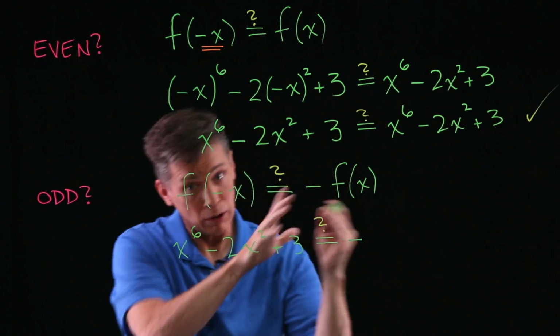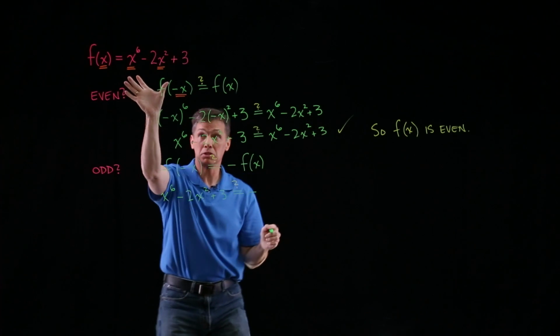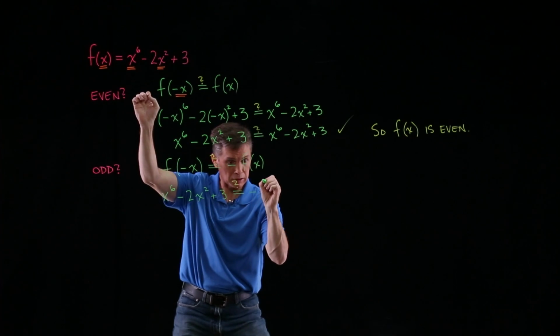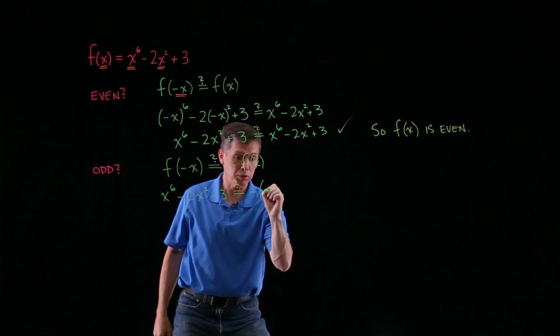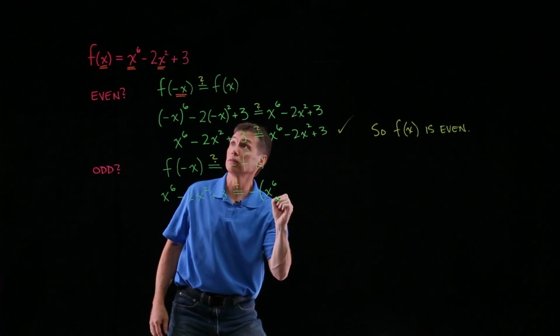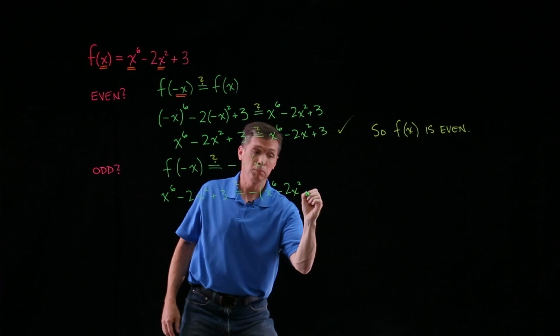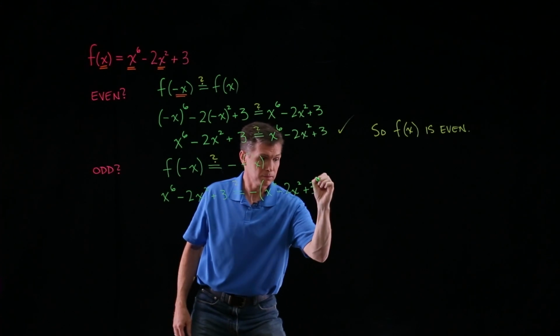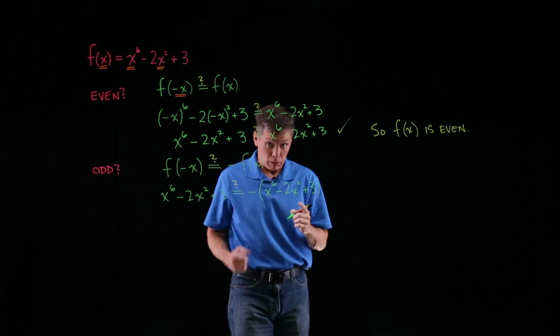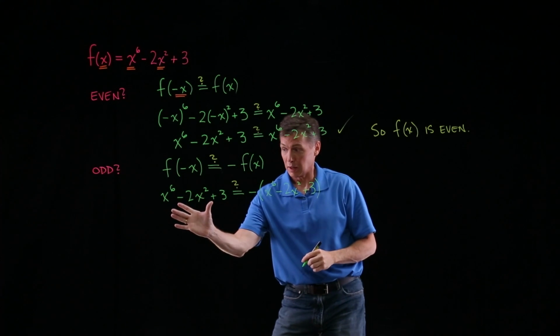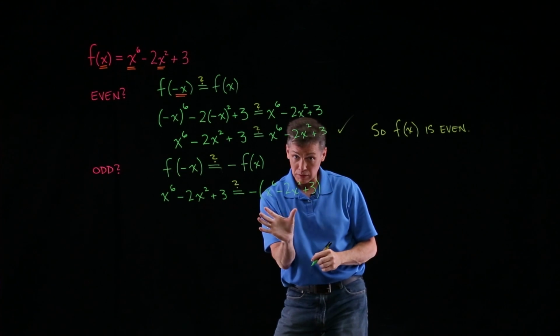is a negative sign outside of the original function. So here's your original function, minus sign outside, so I'll put parentheses, x to the 6th minus 2x squared plus 3. And now we're asking, does that left-hand side equal this right-hand side?